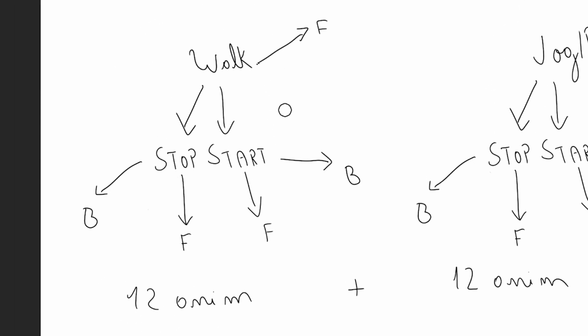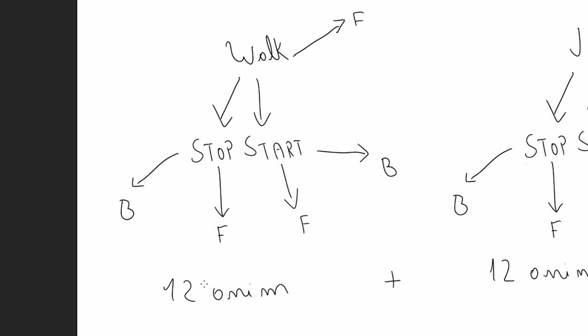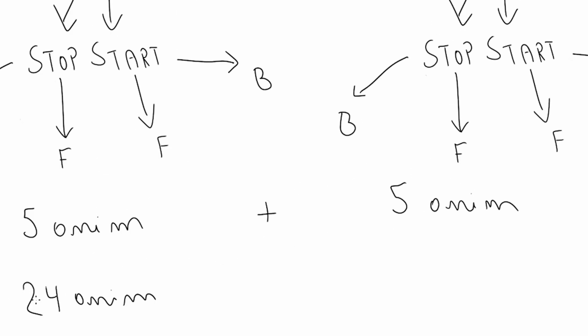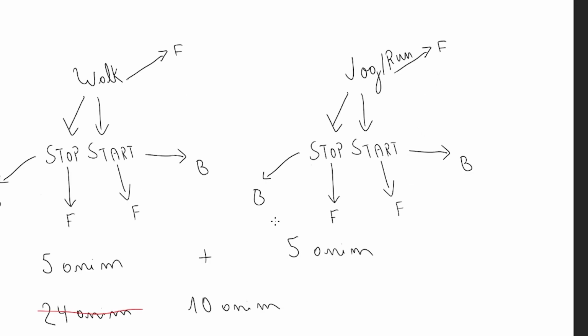So now, as you can see here, we don't have 12 animations anymore. We have just 1, 2, 3, 4, 5 animations for each gait. So we went from 24 to 10 animations. And guys, that's how you optimize your work.